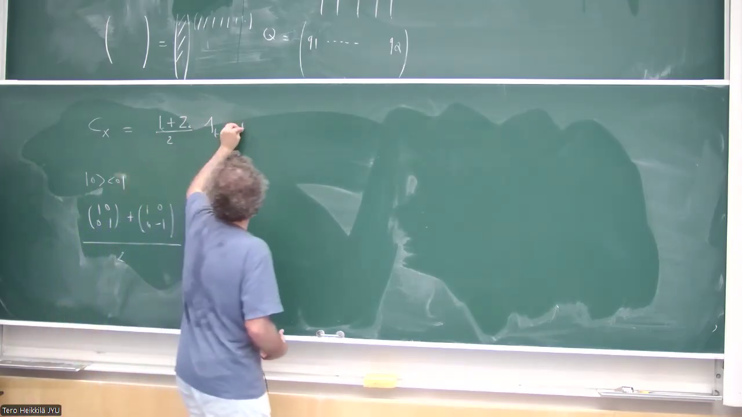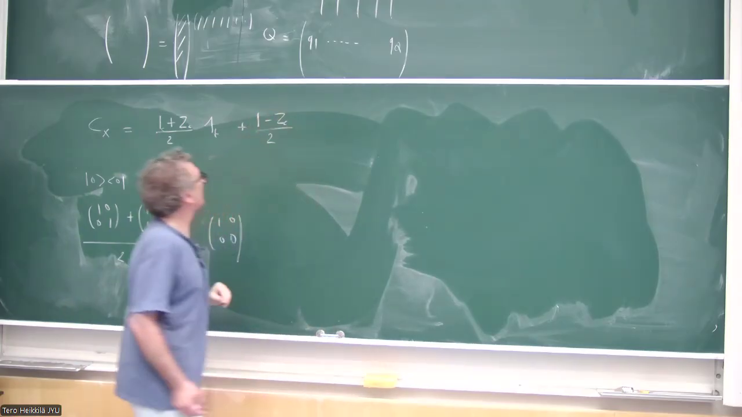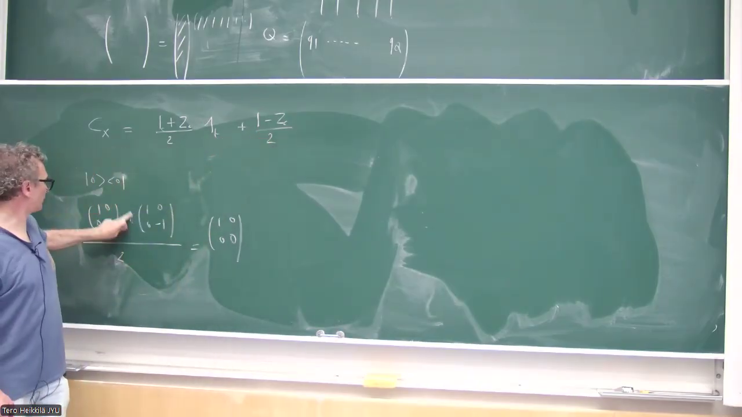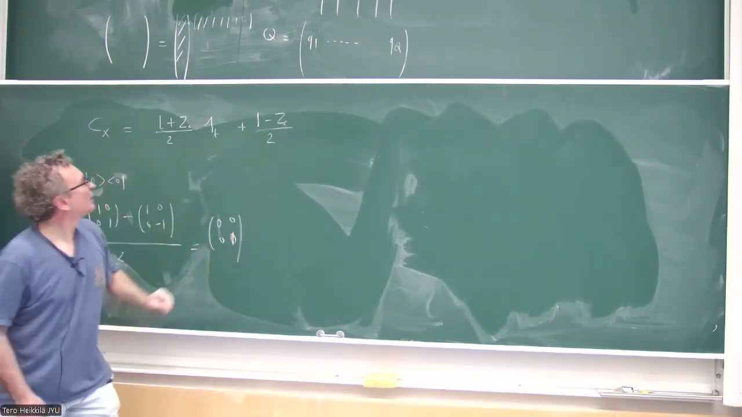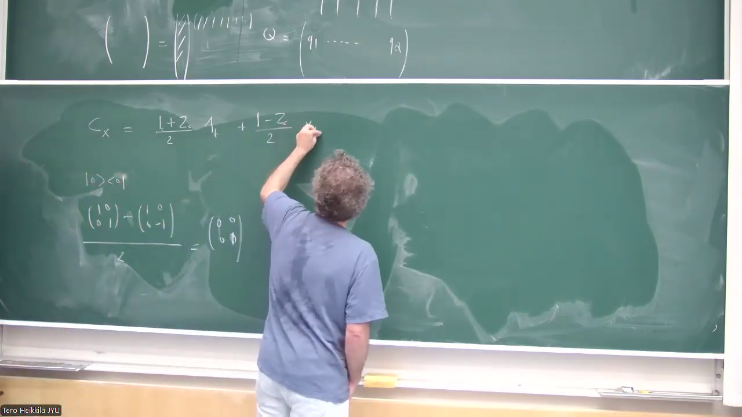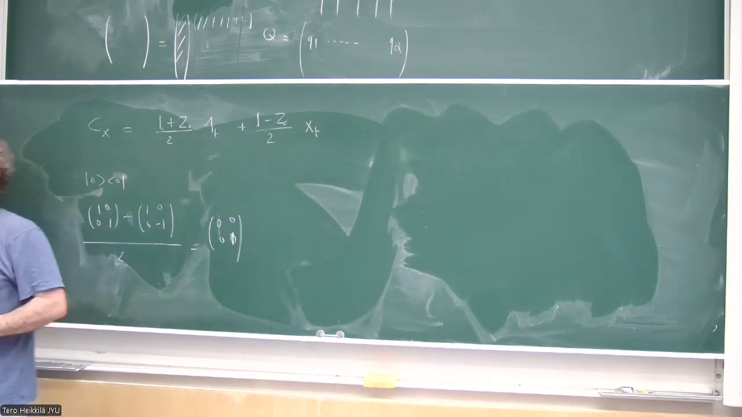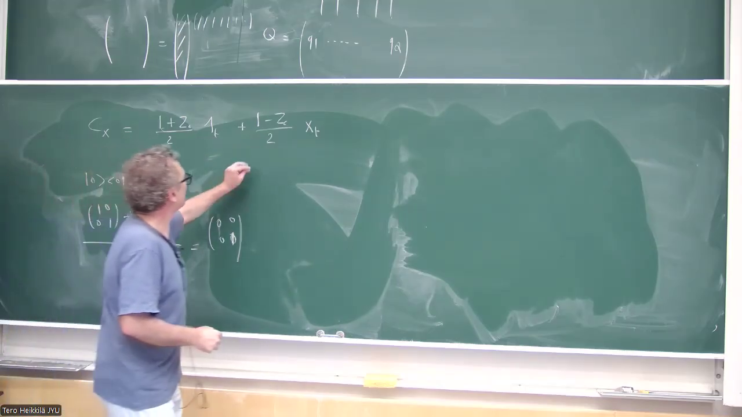But now if the first qubit is in state 1, it is (1 minus ZC) over 2. For the same reason, if I put a minus 1 here, you get 0 here and 1 here. Then I apply X on the target.